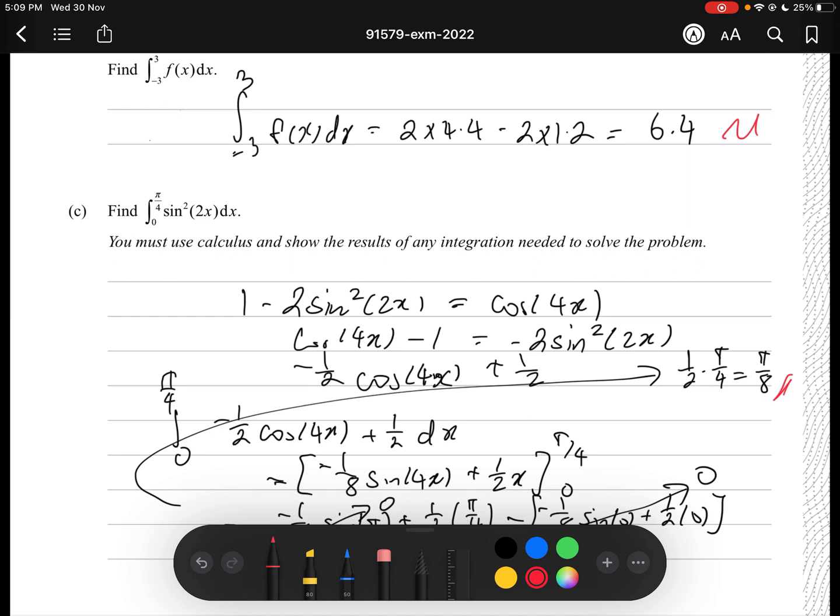And this should be a pretty standard merit level question. Achieved grades usually come with a correct integration. So if you can get up to -1/8 sine 4x plus 1/2 of x, so this step here, that should be enough for an achieved grade there.